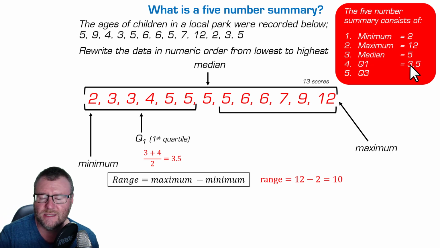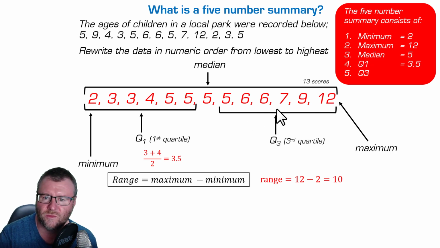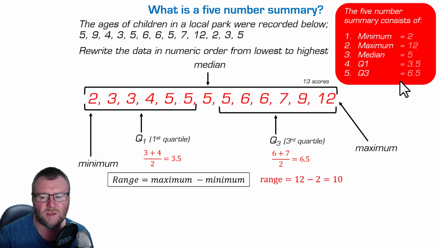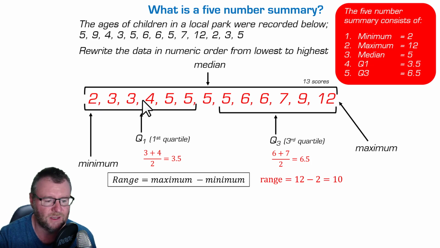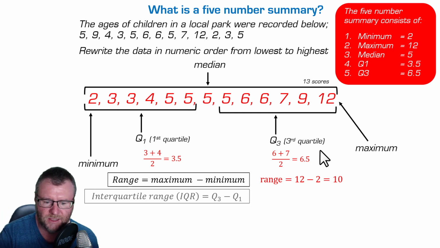I'm going to repeat the exact same process, but this time we're going to do it with the top half, the top 6 scores. And I'm going to split them in half. I can see that Q3 sits in the middle of these 2 scores here. So I'm going to add them together and halve them to find the number that's halfway between them. Gives me a Q3 value of 6.5. And you can see I've split this up into quarters now. There's the first quarter of scores. There's the next quarter, which takes me up to the median. The next quarter, the next quarter. So we call them quartiles.